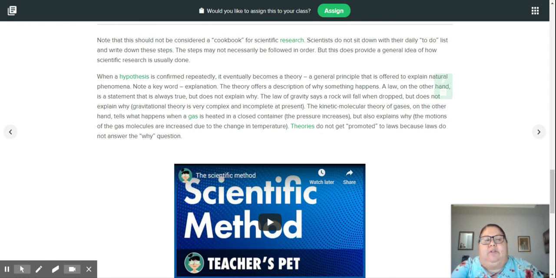The kinetic molecular theory of gases, on the other hand, tells what happens when a gas is heated in a closed container. The pressure will increase, but it also explains why: the motions of the gas molecules are increased due to the change in temperature. Theories do not get promoted to laws because laws do not answer the why question.